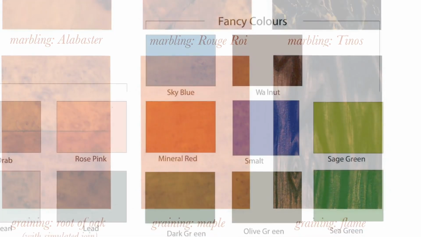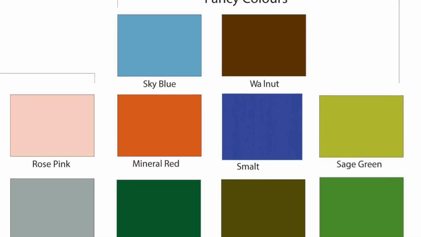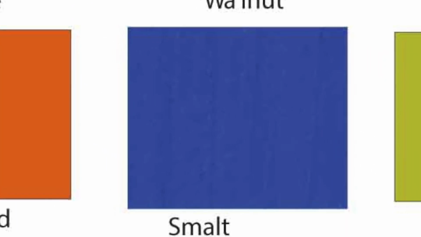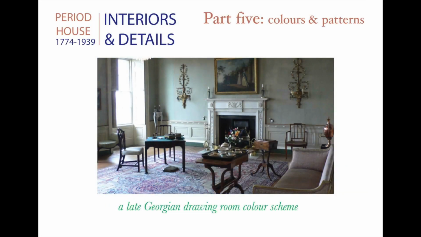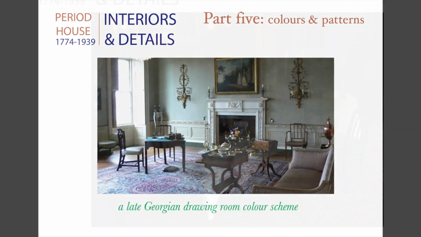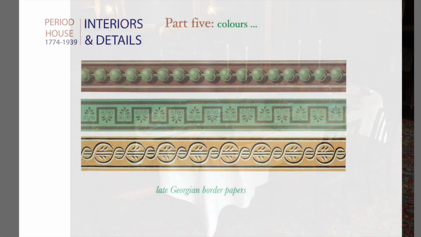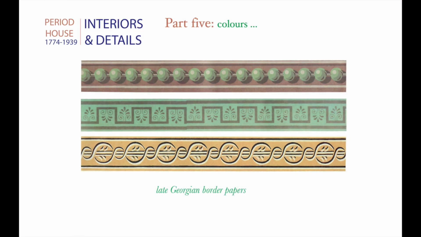Fancy colours were more expensive and were reserved for details. A dark blue called smalt was the most expensive of all. Colour treatments reflected the nature of the room, lighter and softer for those regarded as feminine, such as the drawing room, but darker for dining rooms, which might be dark or sea green. Colourful border papers became available during this period.